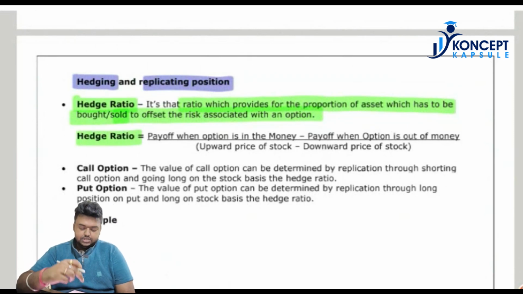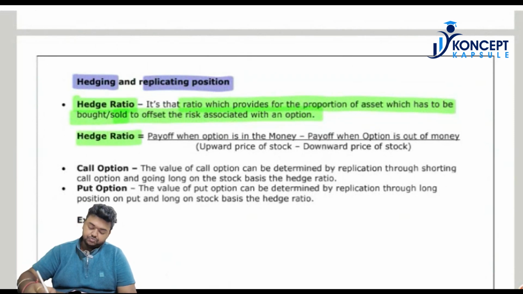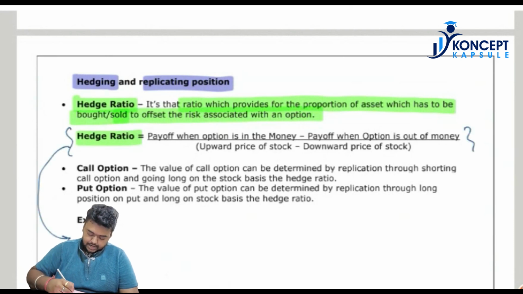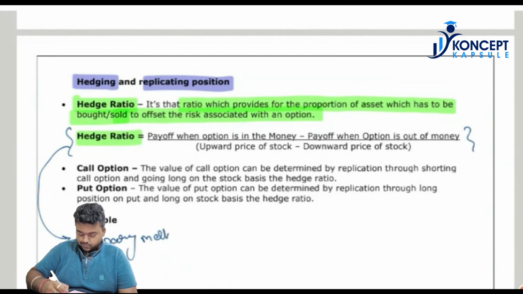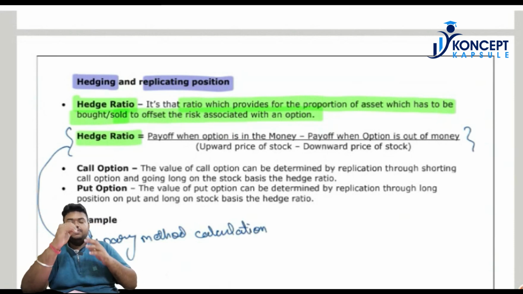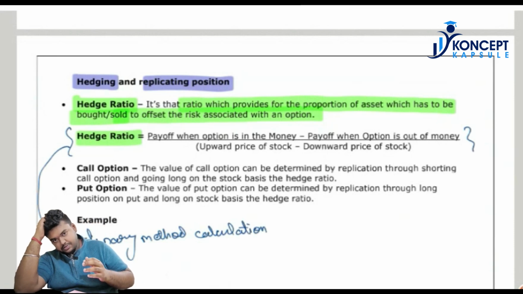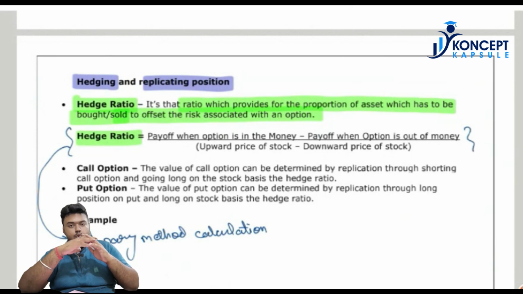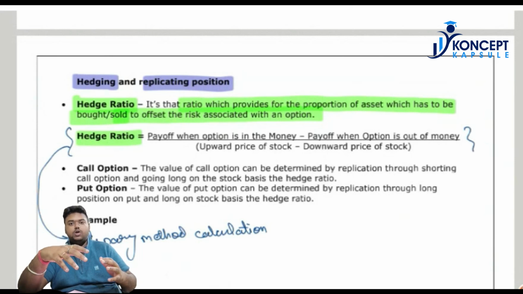Logically, hedge ratio is nothing but a simple unitary method calculation. So guys, hedge ratio is a simple unitary method calculation. There is no hi-fi concept involved.